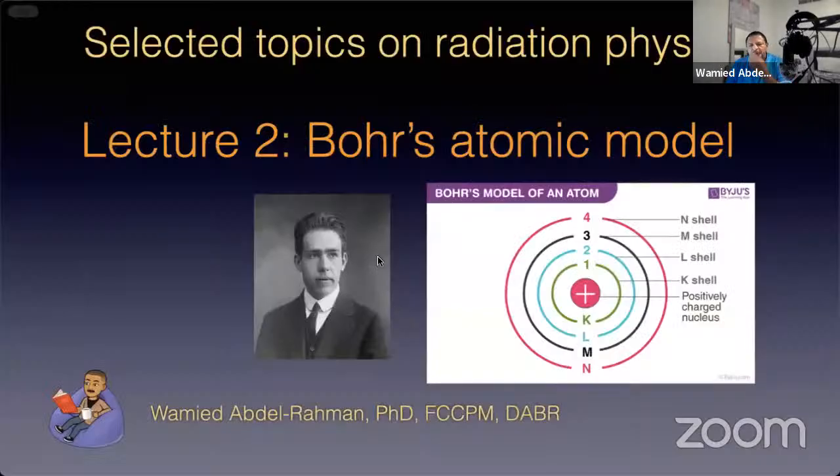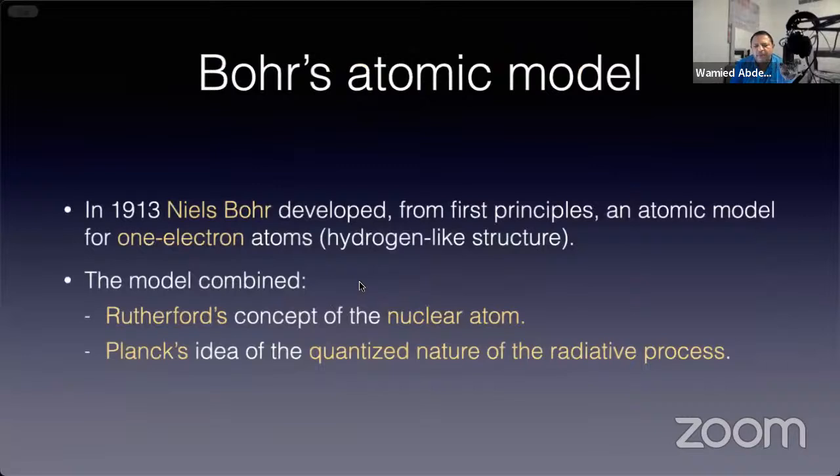Okay, so let's go to today's lecture. Today's lecture is on the Bohr atomic model. This model was developed by Bohr in 1913. Basically, the model was derived from first principles. So no relativistic effects were taken into consideration. The only thing that was a little bit new, or deviated from the classical approach, is that he introduced quantum mechanics, the quantization nature of radiative processes. So the model was based on Rutherford's concept of the nuclear atom.